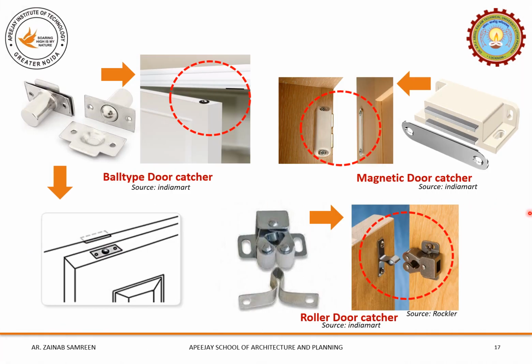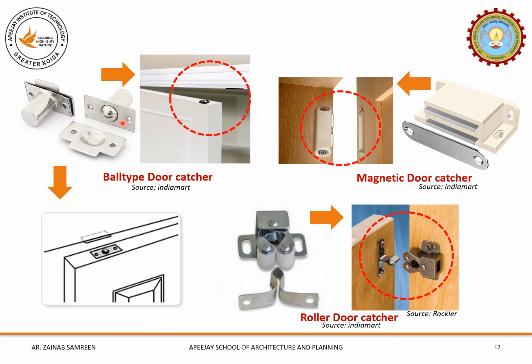The first category is a ball type door catcher. You can see here there is a ball type of thing. There is a ball in this. These are basically used on closet doors where a latch is not used or needed.